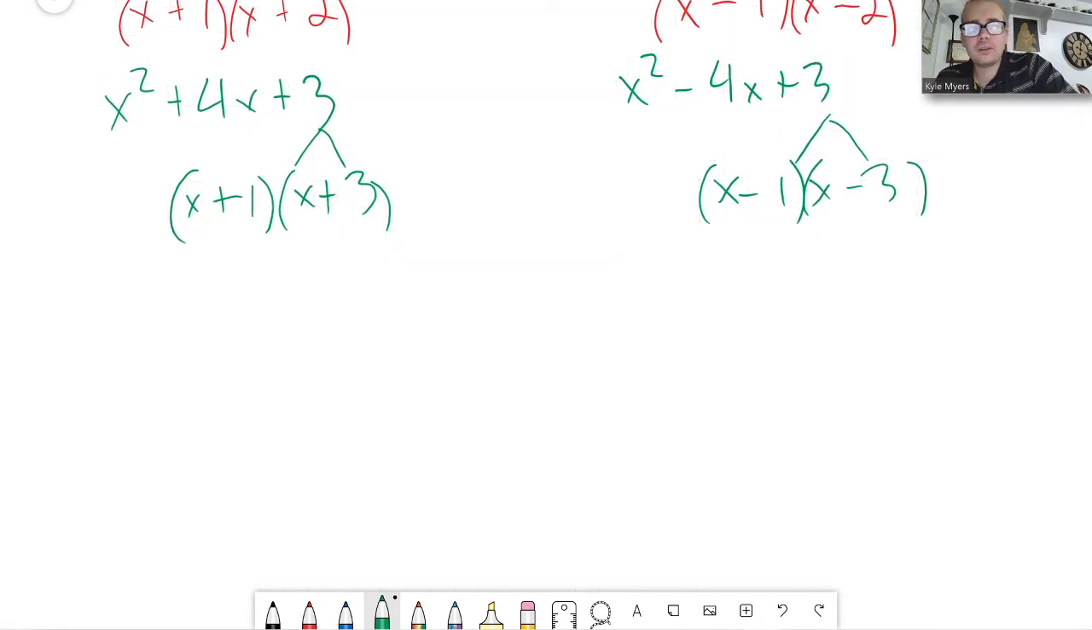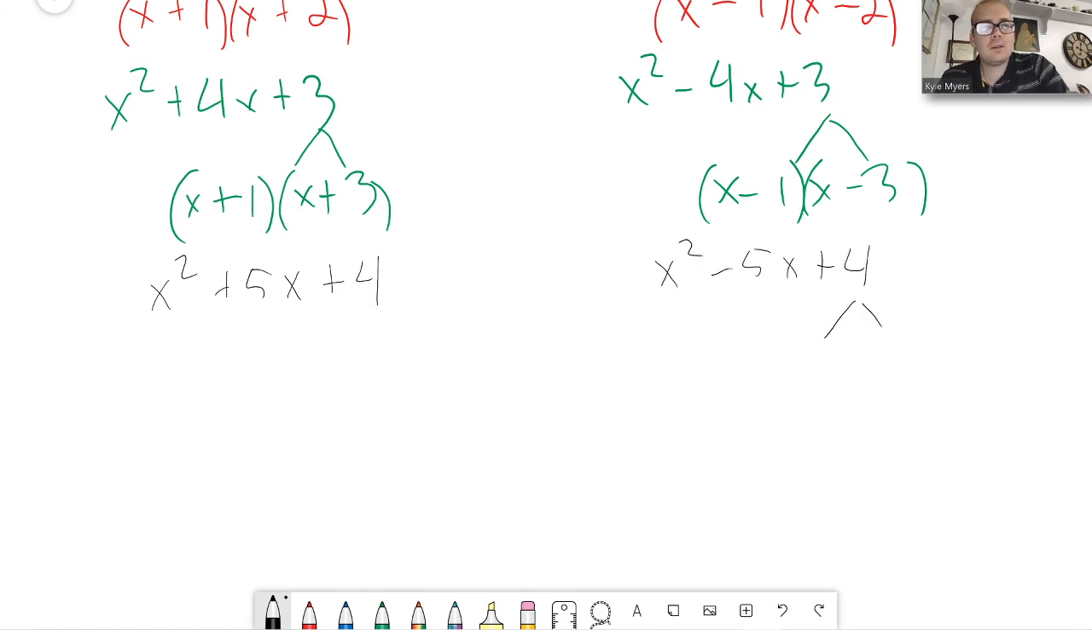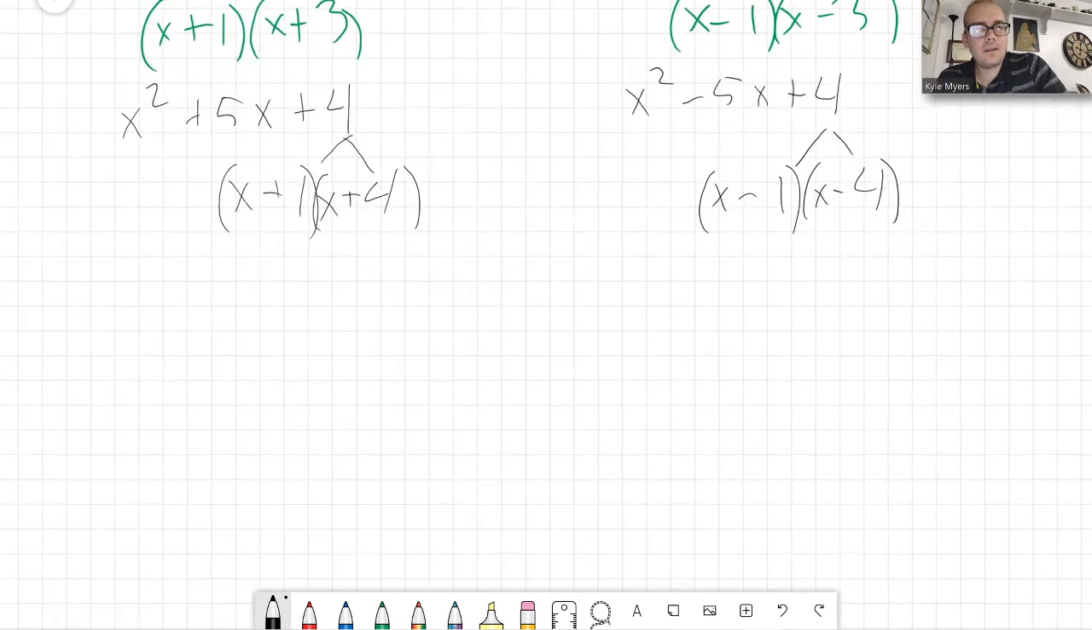And now we get to 4's, which actually have other factors besides 1 and itself. Imagine that. x squared plus 5x plus 4, x squared minus 5x plus 4. 4 is 1 times 4. 4 is also 1 times 4. Plus x, this would be minus. And we're done with that one.